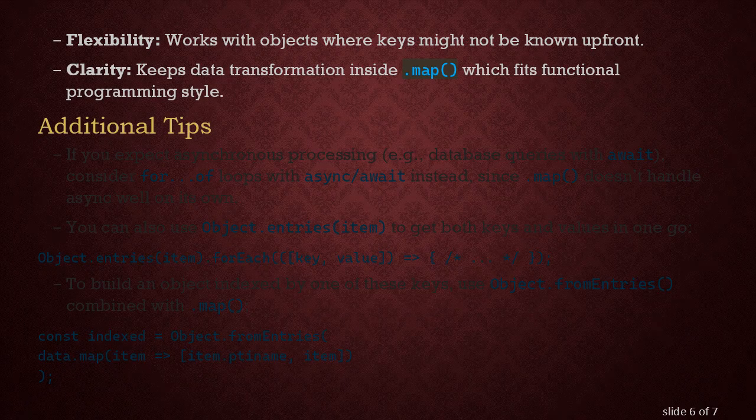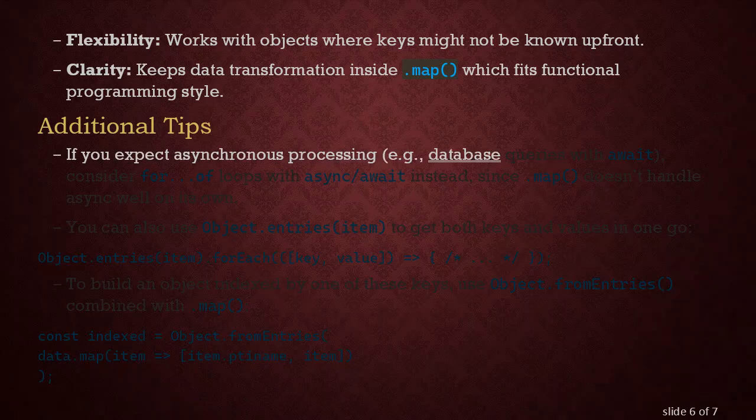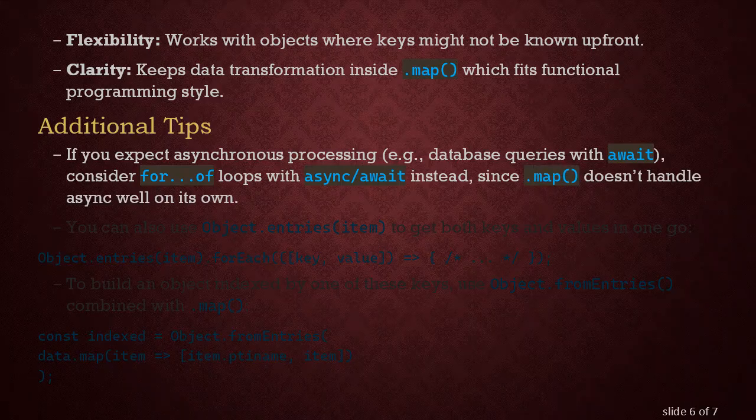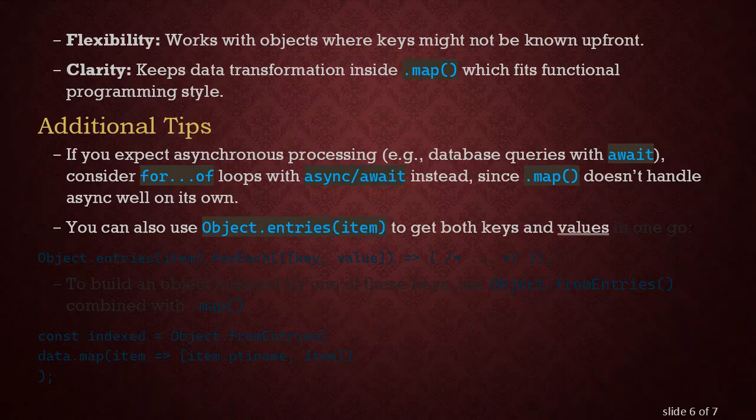Additional tips. If you expect asynchronous processing, for example database queries with await, consider for...of loops with async/await instead, since .map doesn't handle async well on its own. You can also use Object.entries(item) to get both keys and values in one go.